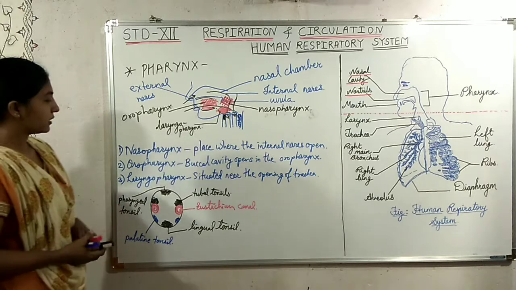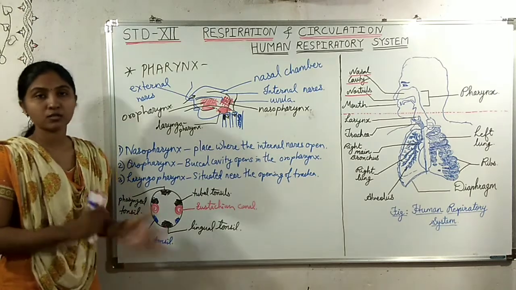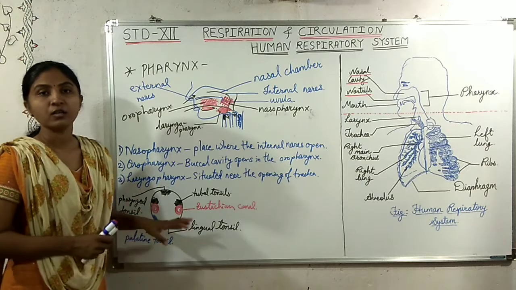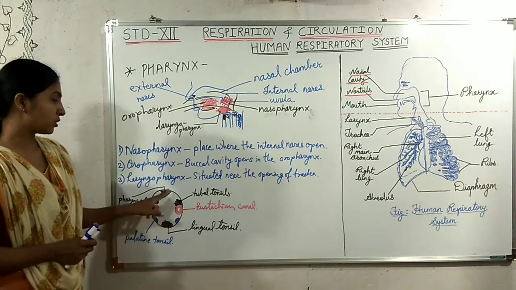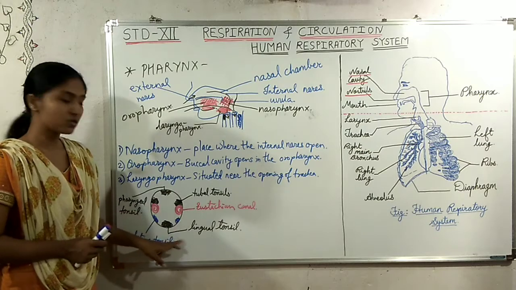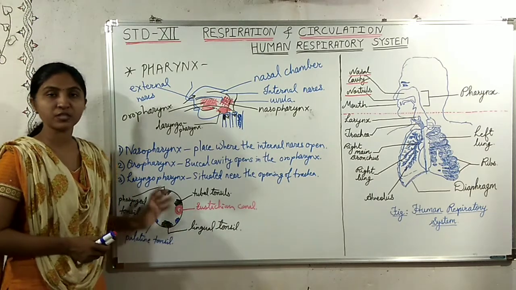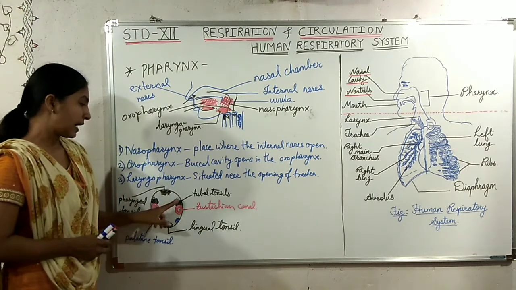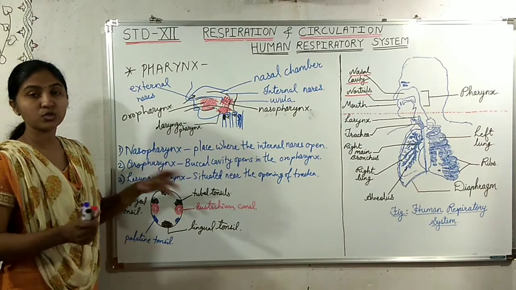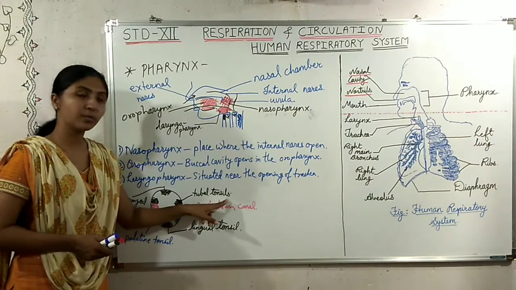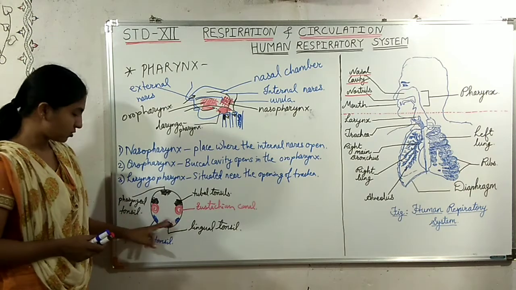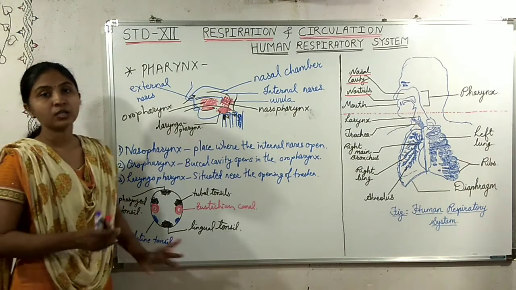Now there are in total 6 tonsils. 2 are in pairs and 2 are single. The topmost is called the pharyngeal tonsil. The bottommost is called the lingual tonsil, both of which are single. The pair of tonsils present above the eustachian canal are called the tubal tonsils, and the pair present below the eustachian canal is called the palatine tonsils.